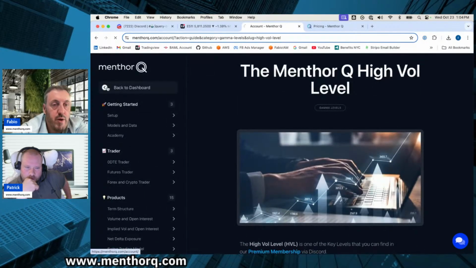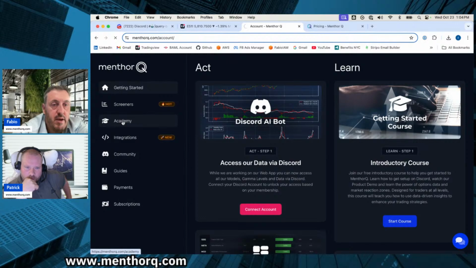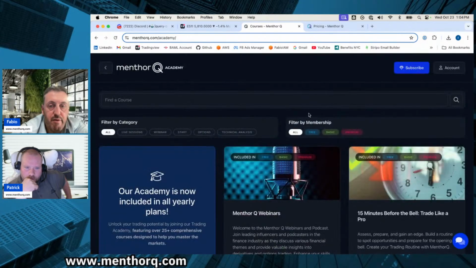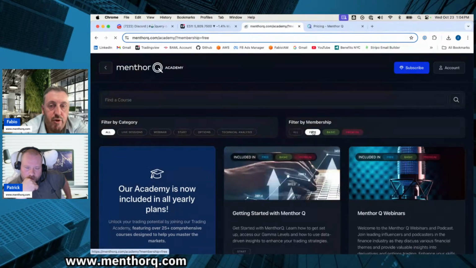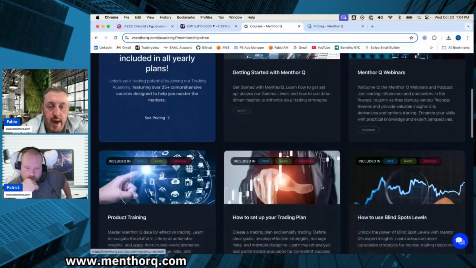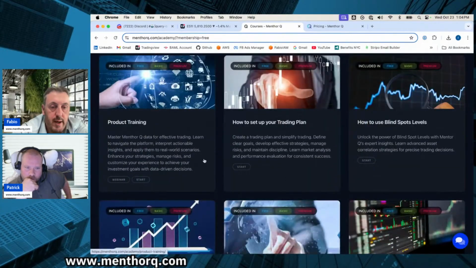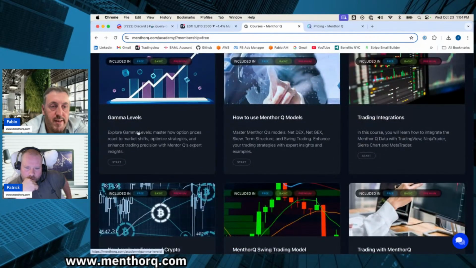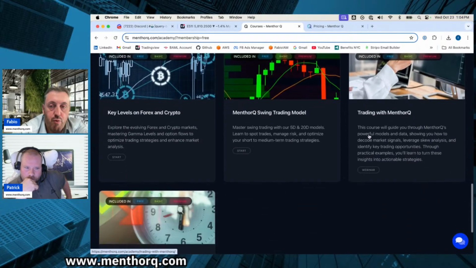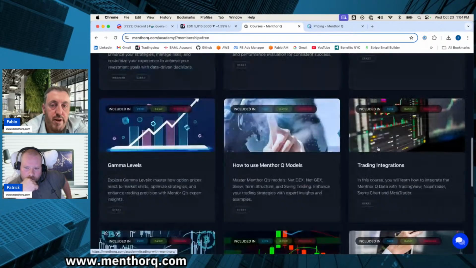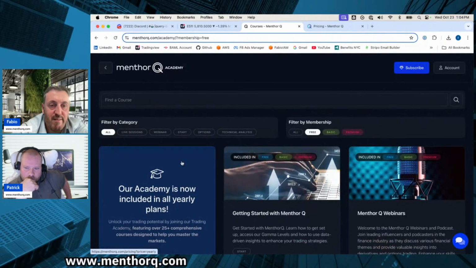On top of that, we also have our academy, and we have our free academy. So if you're creating a free account, you can access all of that. And here we have, for example, our gamma levels. So right here is where we're going to have all the videos about gamma levels, but you also have how to use the MentorQ models right here, and then how to trade with MentorQ right here. So those are all free. There's about, I think, 70 lessons that you can access right there.